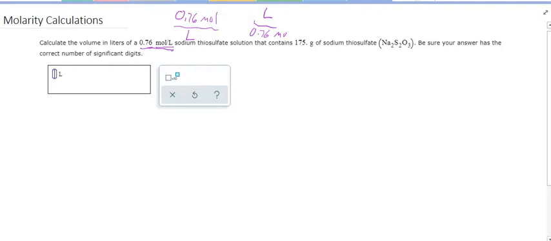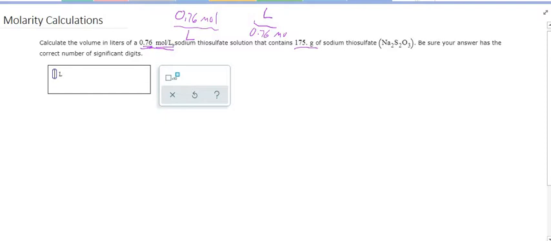So 0.76 moles per liter, or molar, sodium thiosulfate solution that contains 175 grams of sodium thiosulfate. Okay, calculate the volume in liters. Be sure your answer has the correct number of sig figs. As I can see it, the answer better have 2 sig figs.